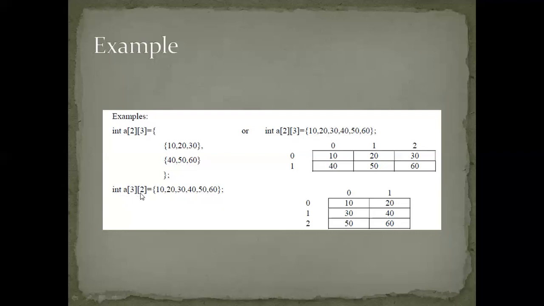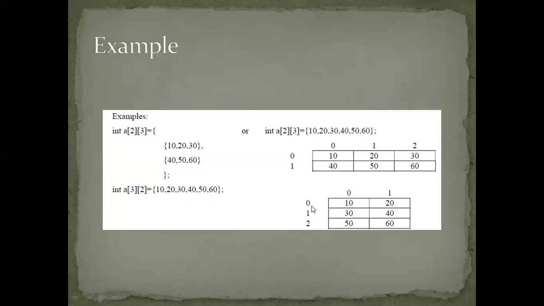int a[3][2]. Here the size of the row is what? 3. Size of the column is what? 2. And these are the values. When you enter like this 10, 20, 30, 40, 50, 60, the row size will be 3, and 3 means 0 to 2. And the column size is 2, and 2 means the column indices start from 0 to 1.